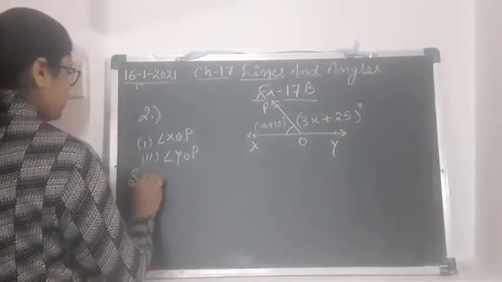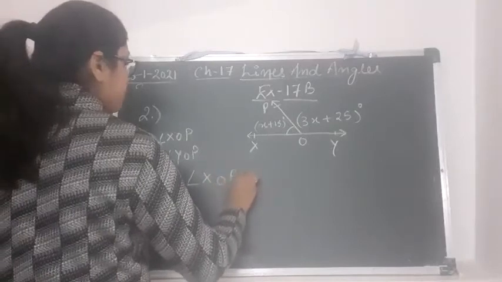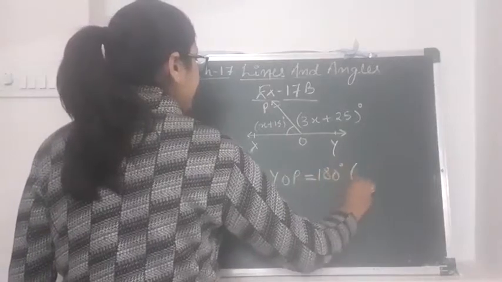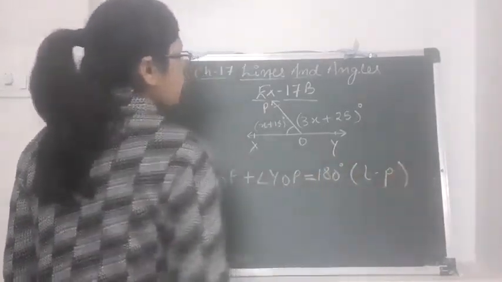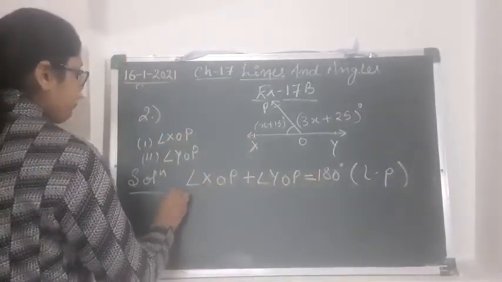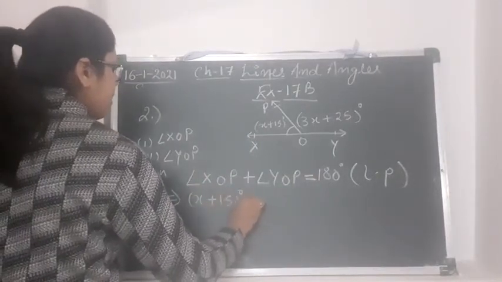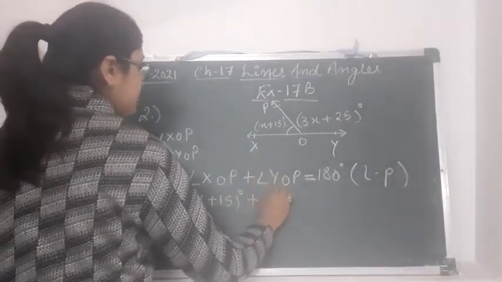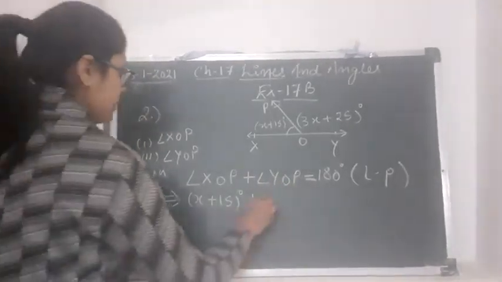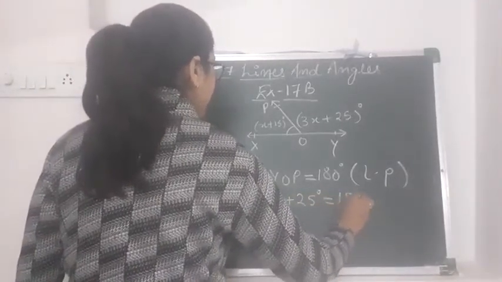So while doing the solution, you can write directly angle XOP plus angle YOP is equal to 180 degrees. Again you can write L.P. This also represents linear pair. The teacher will understand what you are writing. Then put the values. XOP, what is given? x plus 15 degrees. And what is angle YOP? Sorry, it is given 3x plus 25 degrees, equal to 180 degrees.